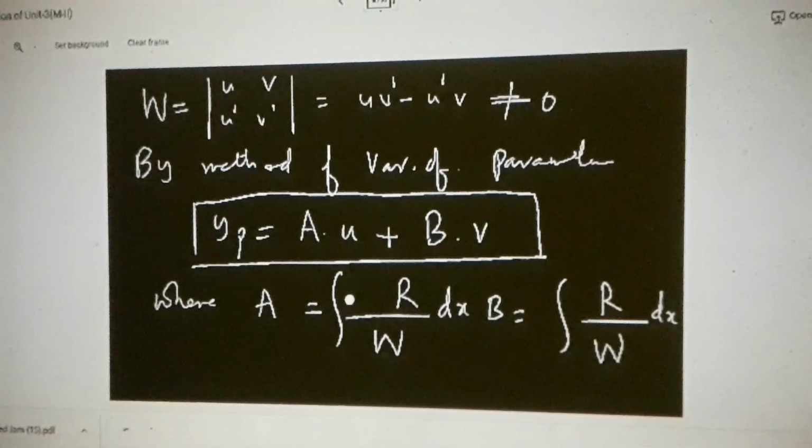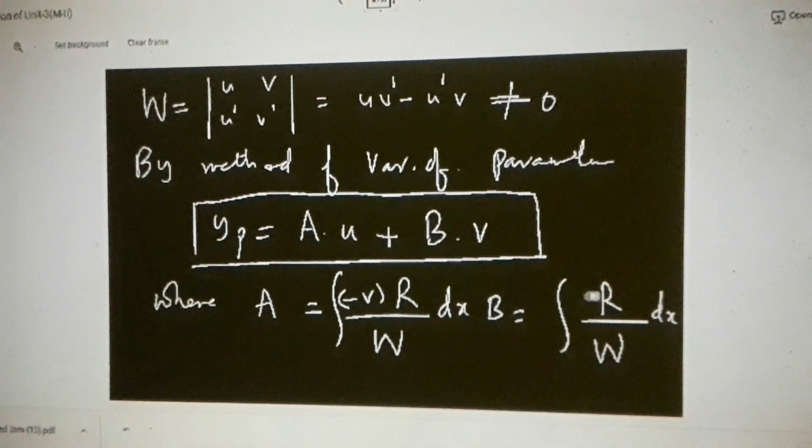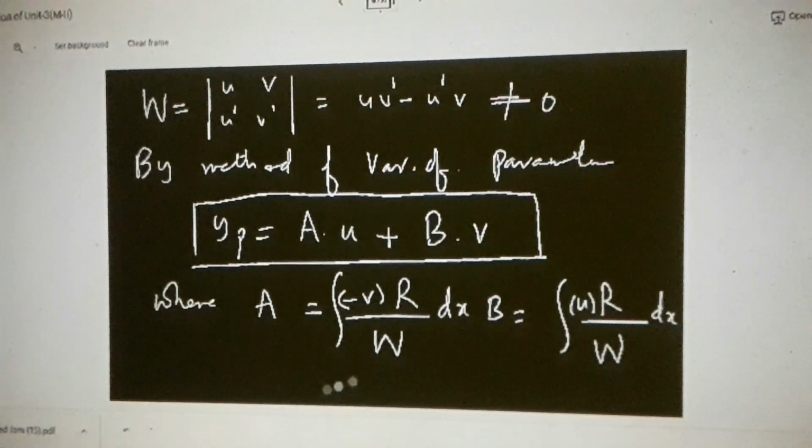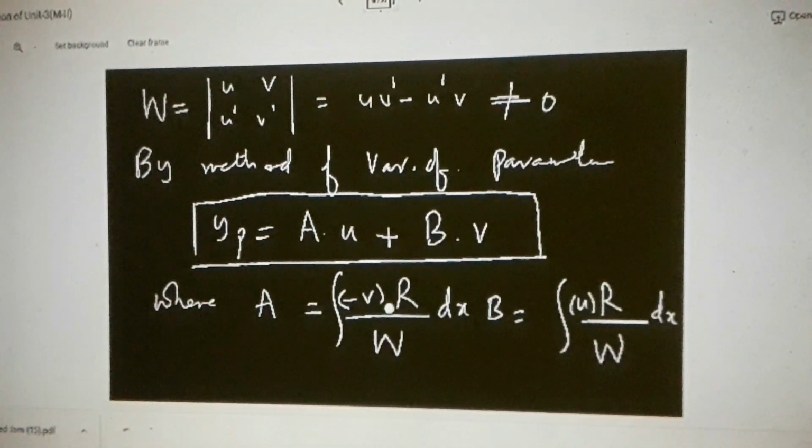Here minus u to be minus v, minus v is used, and here u is used. So what is this minus v? Whatever v is there, you have to substitute this minus here, minus into v you have to take it, or else I'll just write outside this particular minus.